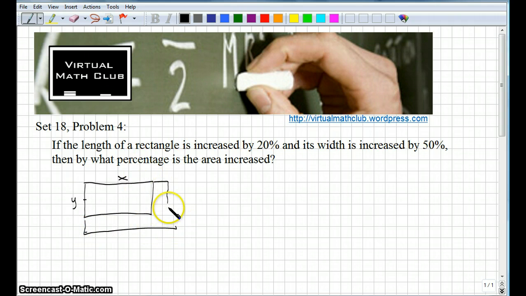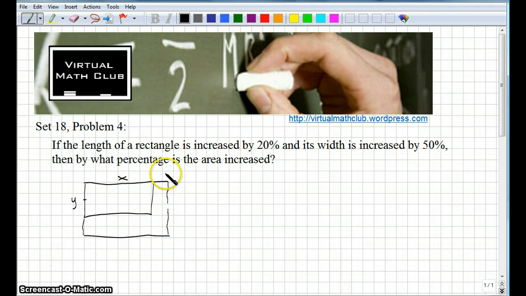Oops, don't want to go too far here. Ew, that's kind of ugly. Let me see if I can draw that a little nicer. Alright, so we're going to increase the width and the length, and it'll look something like this when we're all done, right? And so essentially we're trying to find what percentage of this original area is this new area, okay?